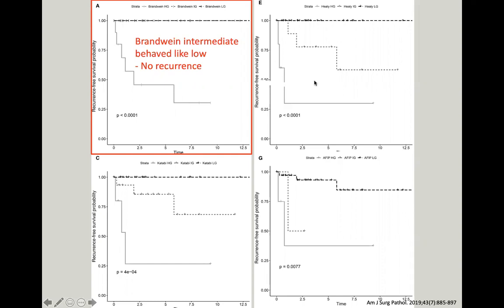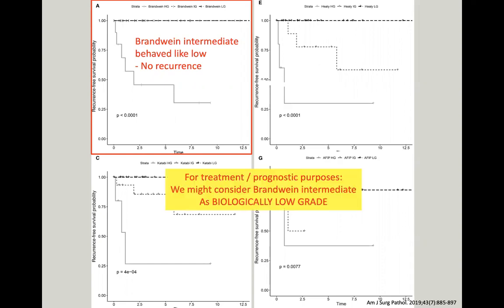You can see how the other 3 systems performed somewhat differently, with the one on the bottom left here, the AFIP system, actually being kind of the worst. So what we've done is we've taken Brandwein as our kind of gold standard and saying anything Brandwein low grade or intermediate is essentially biologically low grade, and anything Brandwein high grade should potentially be treated as if it's biologically high grade.